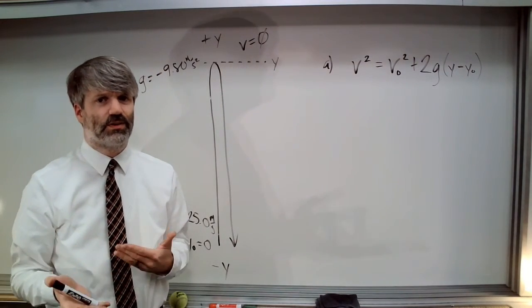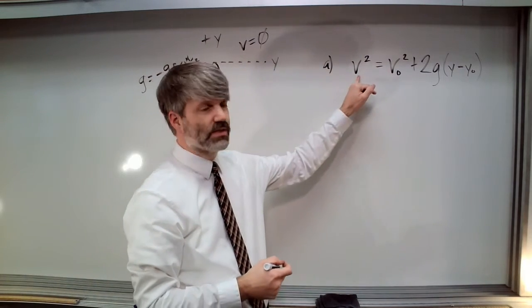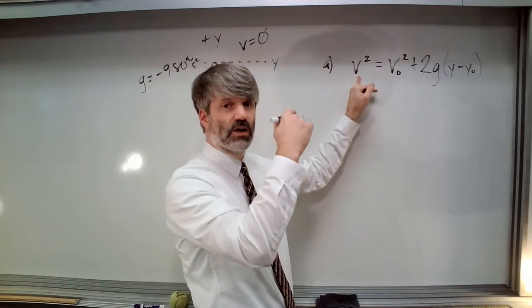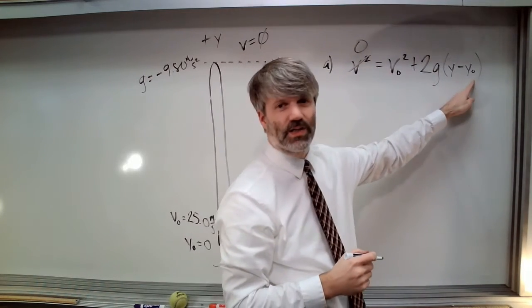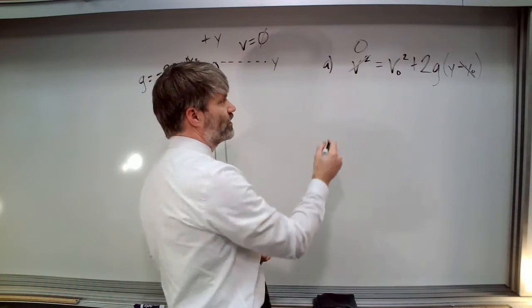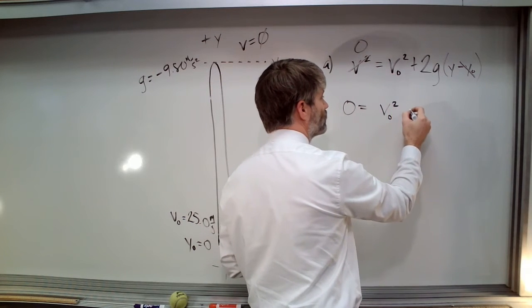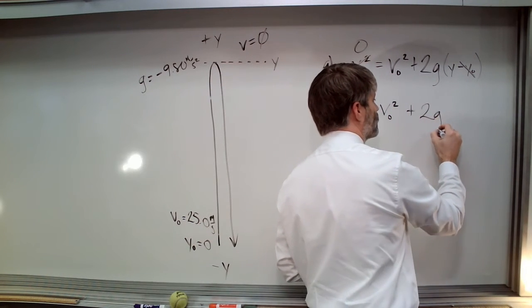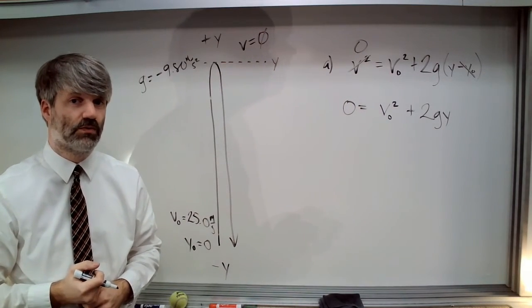Nicely enough, we know that there are parts of this that are equal to 0 already, such as the final velocity at the very top of its trajectory. And y naught is also 0. So at this point we're left with 0 equals v naught squared plus 2g y, y being what we're looking for here.